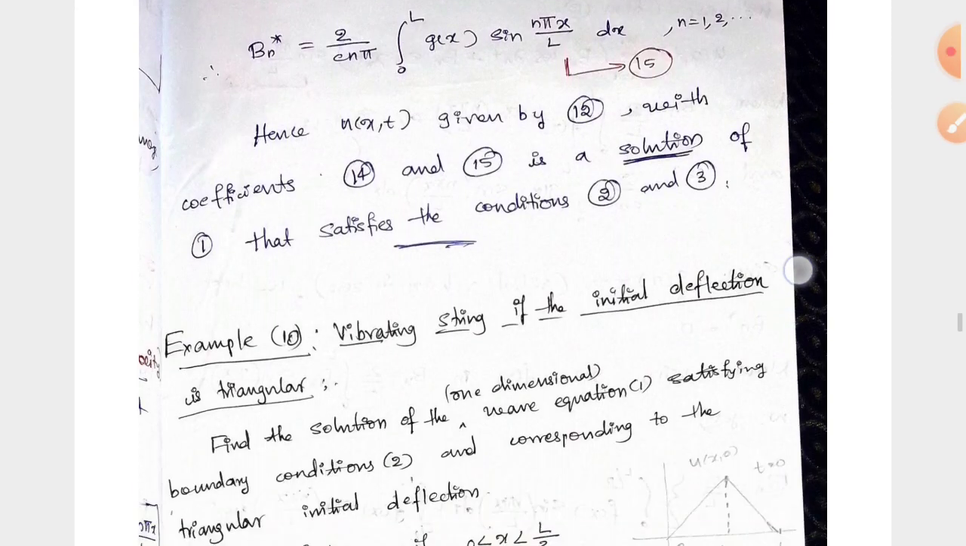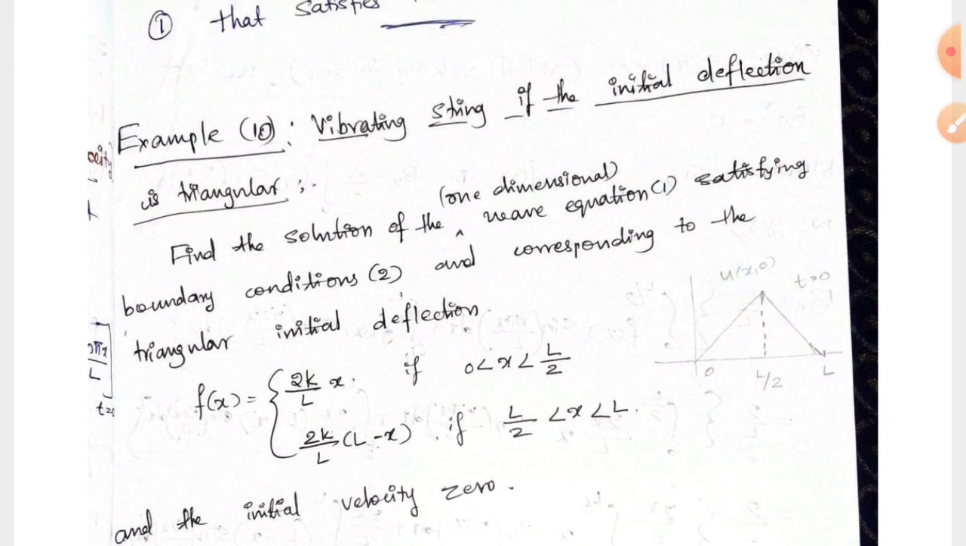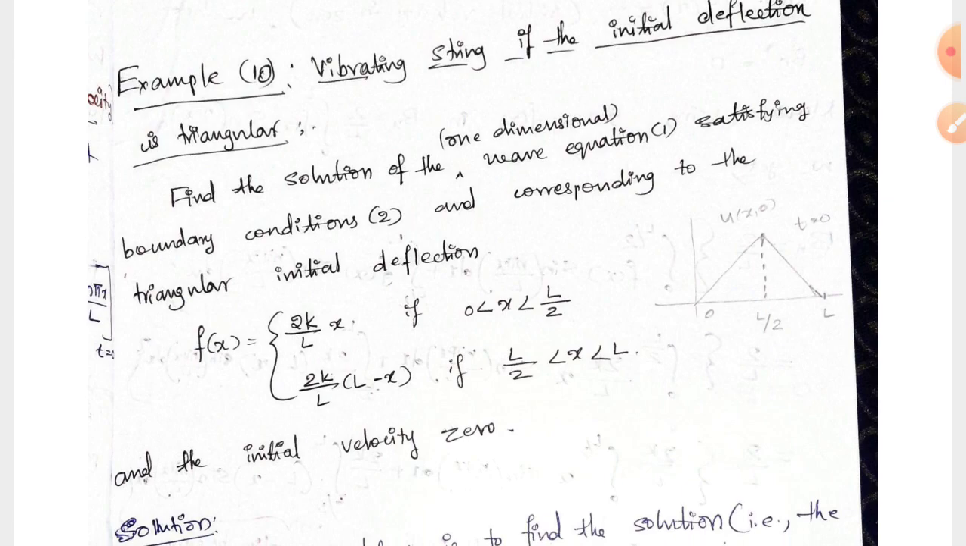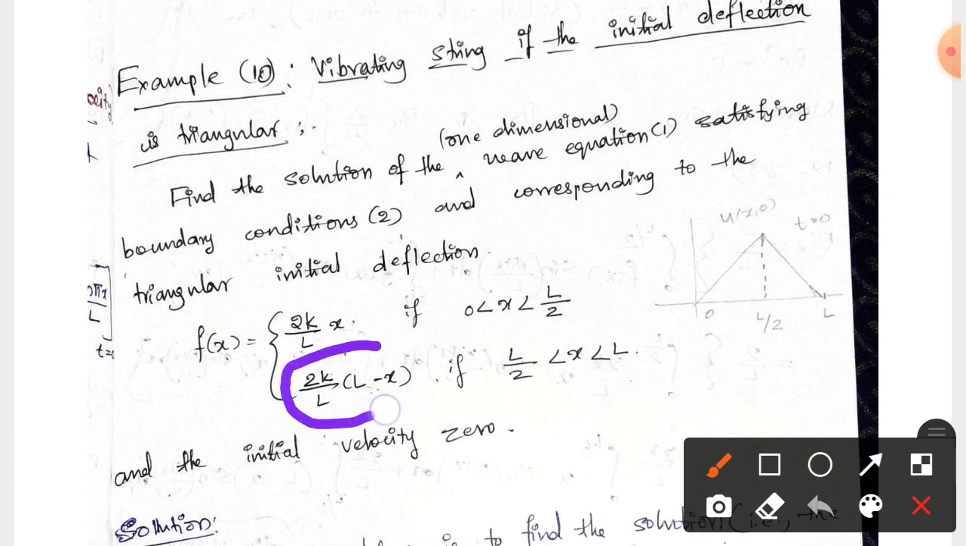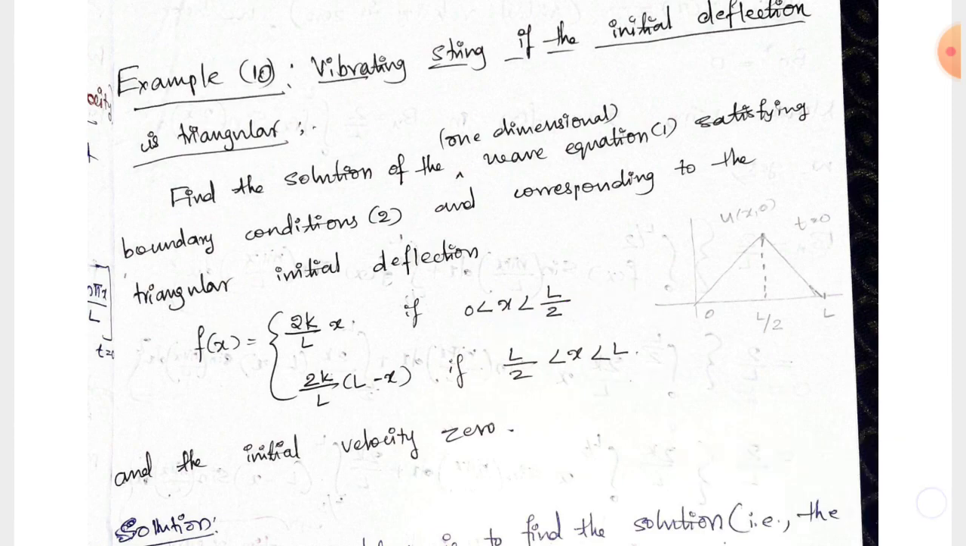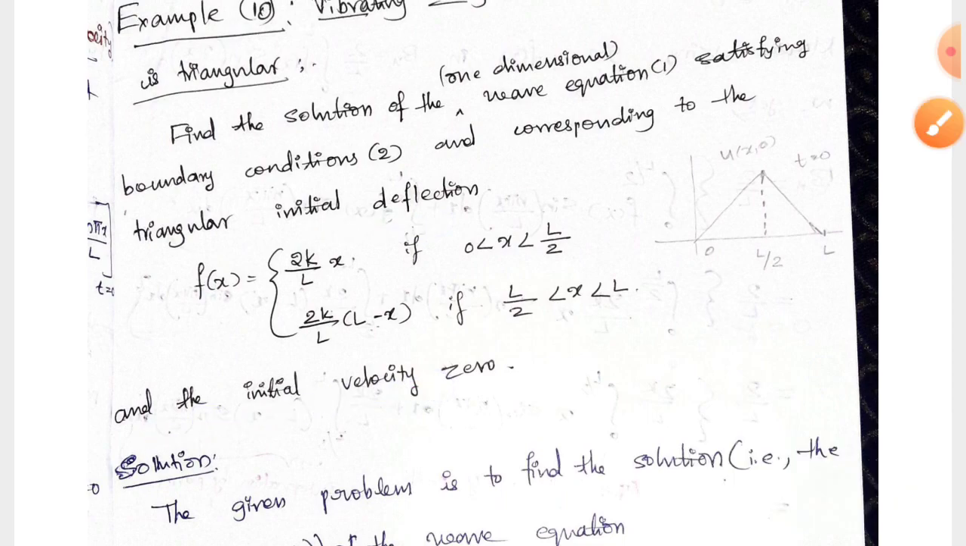Let us discuss some examples under this section. Example: find the solution of the wave equation satisfying the boundary conditions and corresponding to the triangular initial deflection f of x equal to 2k by L into x if x lies between 0 and L by 2, and 2k by L into (L minus x) if L by 2 is less than x less than L. The initial deflection is given, and the initial velocity is 0.